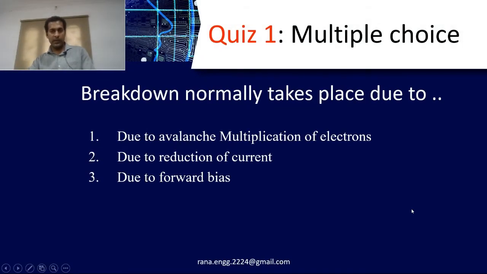Before that, let us have a quiz question. Breakdown normally takes place due to avalanche multiplication of electrons, due to reduction of current, or due to forward bias. So your time starts now. You have to read it carefully and answer it in the comment. You have 1 minute. So I will put a timer here. Your time starts now.